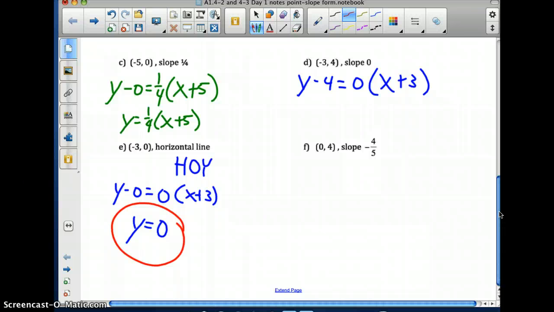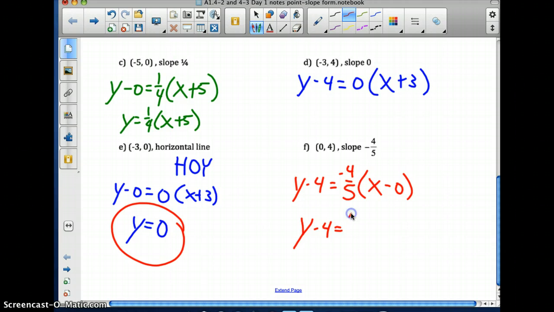All right, rock and roll. Somebody do F. y minus 4 equals the quantity of x minus 0, or just x, right? Done. If we're missing it, you're expected to have the homework done. I would accept that one too. Even without the parentheses, you'd be good to go. All right, jump to the back.